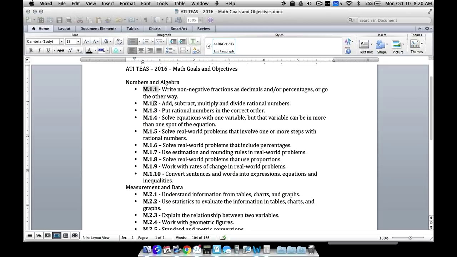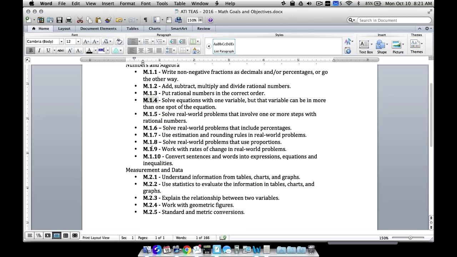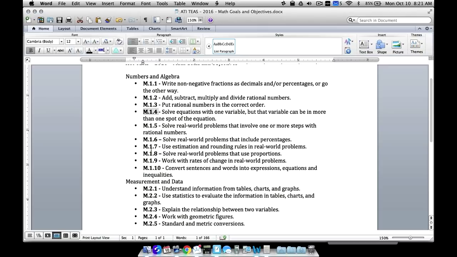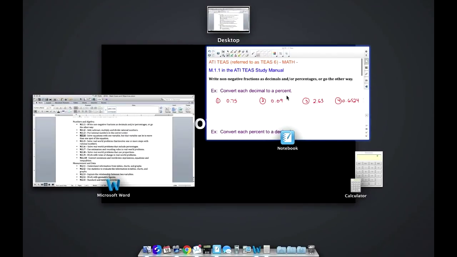And what I've also done too is I've renamed these goals. I have them based on what you'll see in your study manual, because if you take the practice test at the ATIT's website, they will tell you what goals you need to work on. So I think it's good for us to refer back and see what goals we need to work on as we practice for the TEAS, and then if we take the TEAS and have to take it again, it's good to know what goals to go back and look at. And that's how I'm going to label these videos.